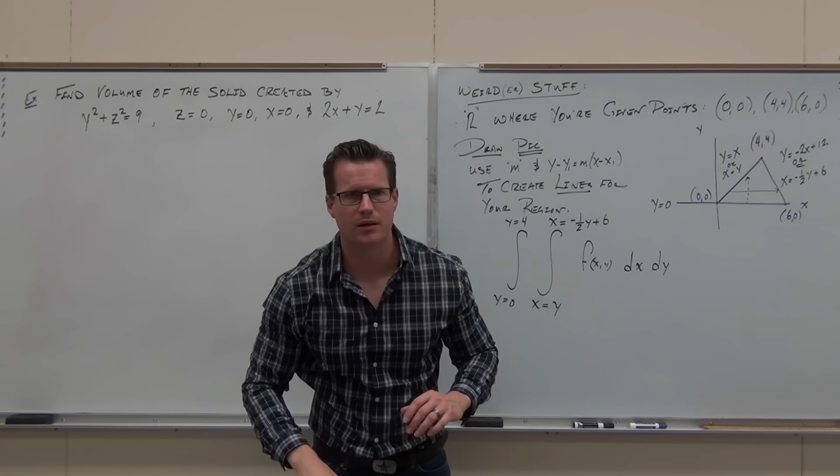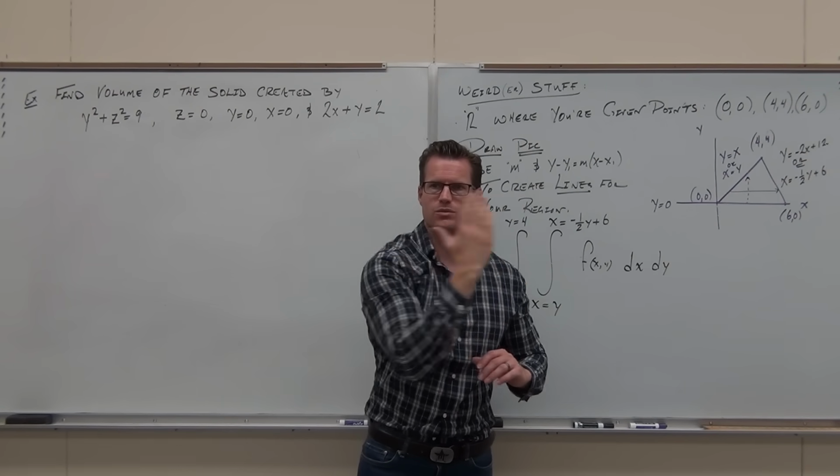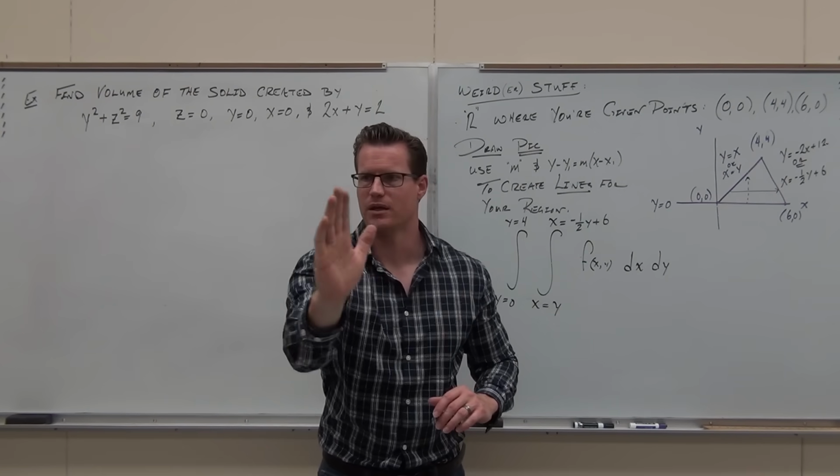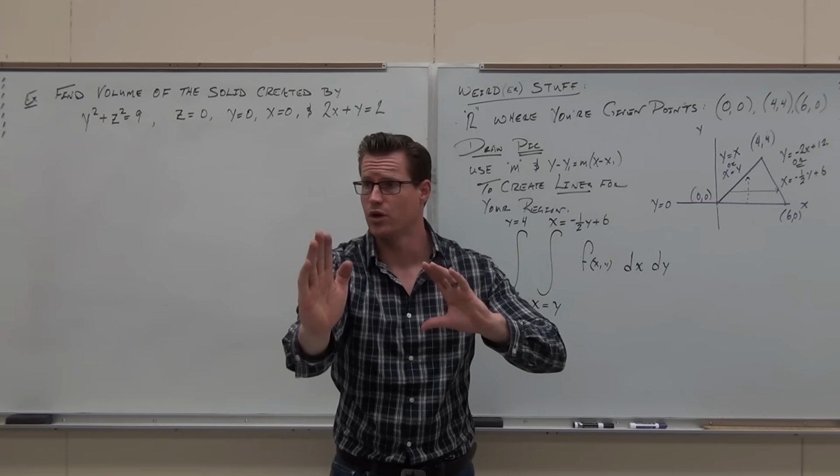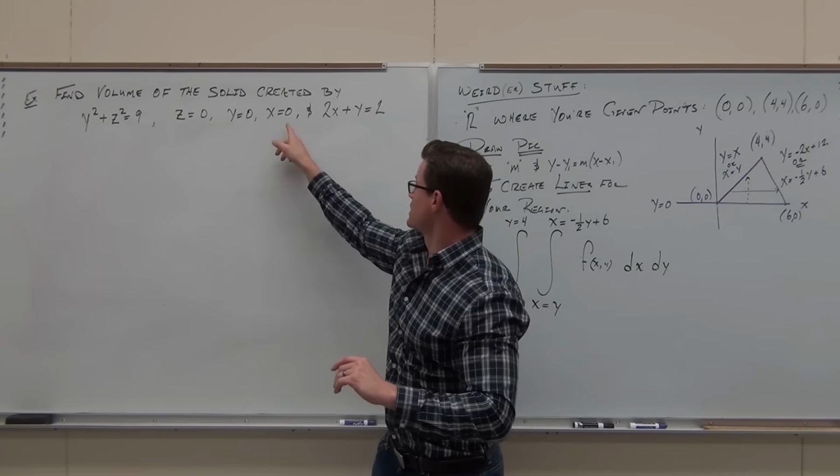Y equals 0 is also a plane. That's that one going this way, the xz plane. That's what that one's doing. So I have the cylinder. It's cut in half. It's cut in a quarter. That's what that does. This one says x equals 0.